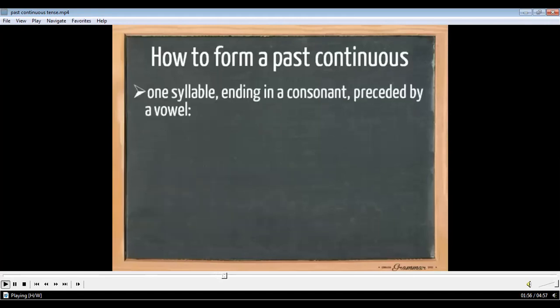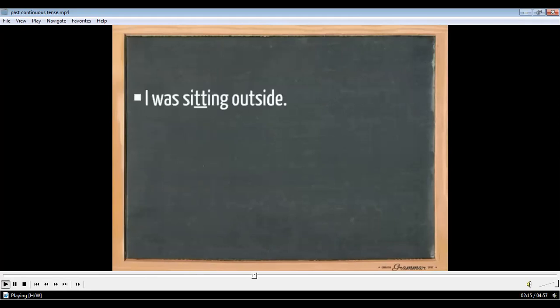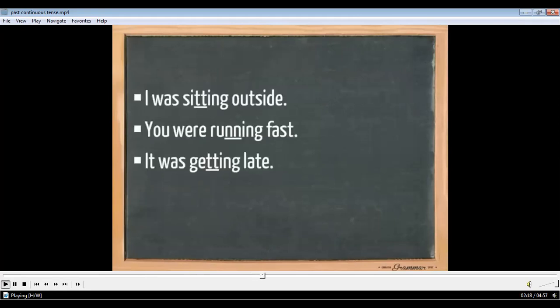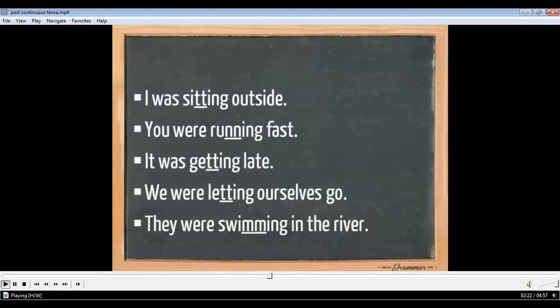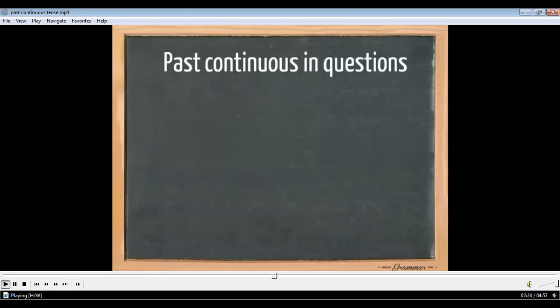We also need to pay attention to verbs that have one syllable, end in a consonant, and are preceded by a vowel, because they double this final consonant. These verbs are verbs such as sit, get, and run. Take a look at the examples. I was sitting outside. You were running fast. It was getting late. We were letting ourselves go. They were swimming in the river.